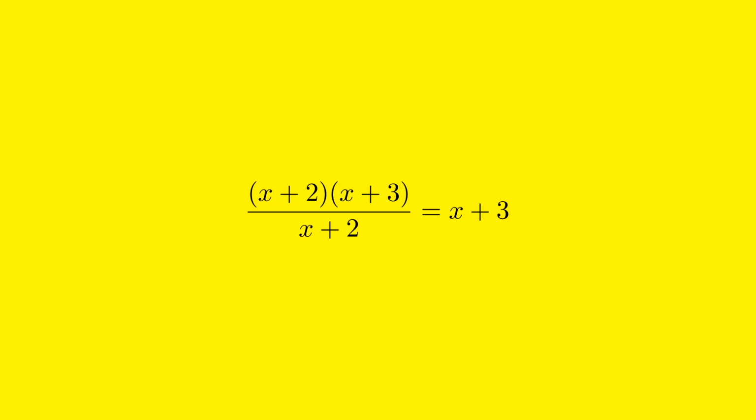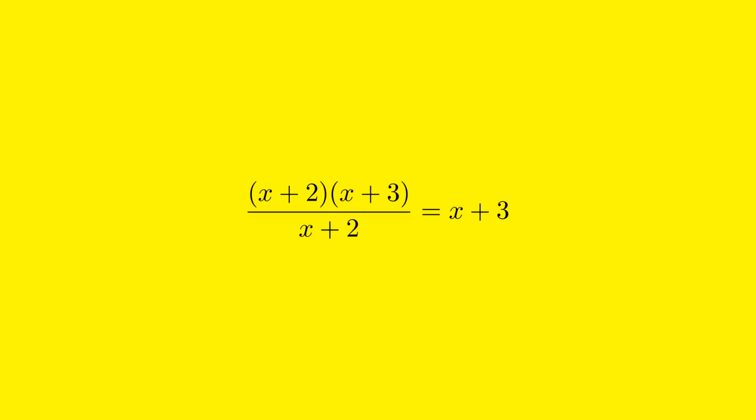Step 2 to solving the problem. Reducing the rational expression to lowest terms involves simplifying the transformed expression. We now have x plus 2 times x plus 3 over x plus 2. As seen, x plus 2 is a common factor in both the numerator and the denominator. These common terms can be cancelled out.